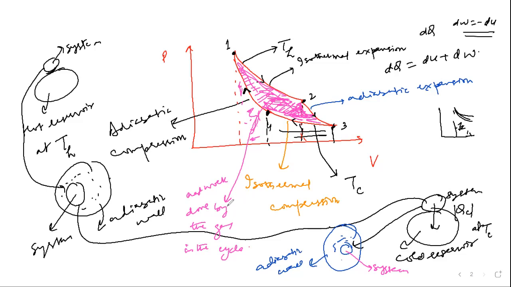So during isothermal expansion, heat absorption takes place by the gas. During isothermal compression, heat rejection takes place. The gas rejects heat to the cold reservoir, right? During adiabatic expansion, temperature decreases. During adiabatic compression, temperature increases, right? So this completes our Carnot cycle. I hope you have understood it.